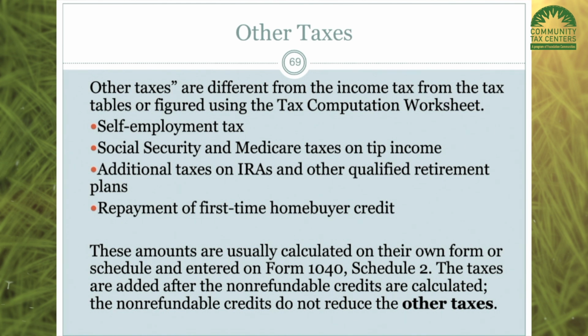These amounts are usually calculated on their own form or schedule and entered on the Form 1040 Schedule 2. The taxes are added after the non-refundable credits are calculated. The non-refundable credits do not reduce these other taxes.